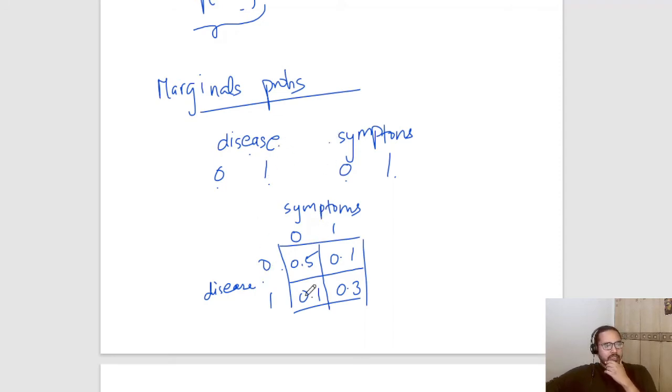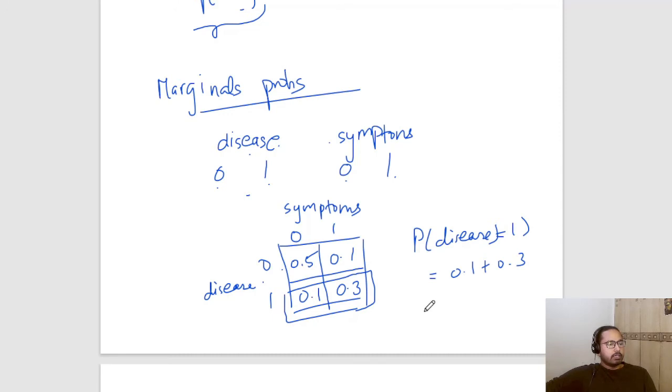So a natural question comes: how do we say what is the probability of disease? What is the probability of this random variable itself? To get that, we have to marginalize over the intermediate variable, which is symptoms here. So to get the unconditional probability of someone having a disease, that is nothing but 0.1 plus 0.3 in our case. Similarly, what is the probability of not having a disease? It will be obtained by marginalizing over these variables.